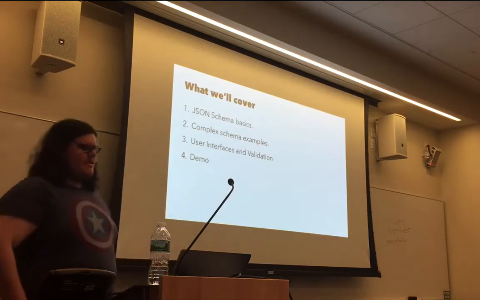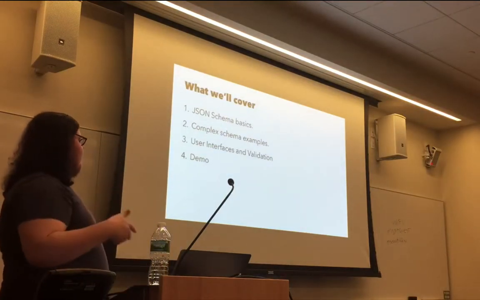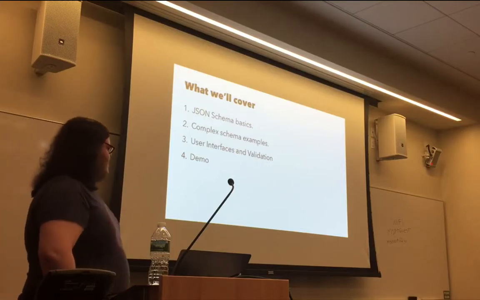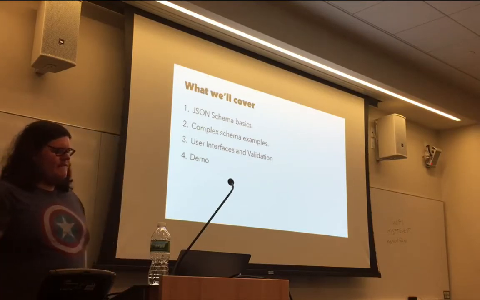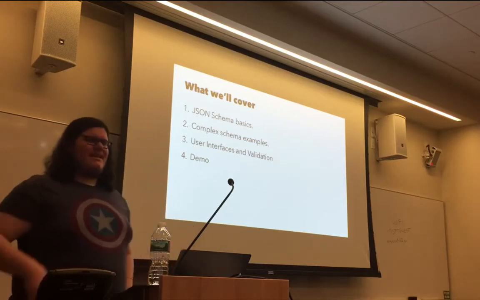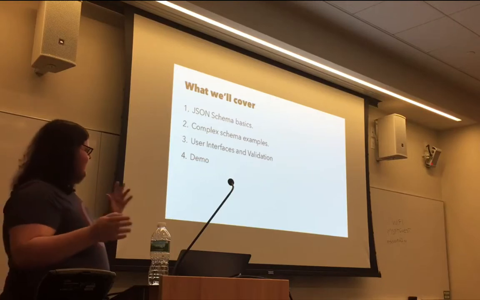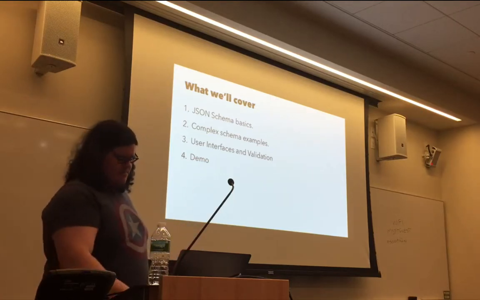So what we're going to cover today, we're going to talk about the basics of JSON Schema. This is how you define your formats for API endpoints. We're going to go over some complex schema examples. We're going to talk about user interfaces and front-end validation, and then we'll give a brief demo. If at any point things start to get too complicated, I will make a good effort to slow down at points, and raise your hand if you have a question. I'll try to get to it.